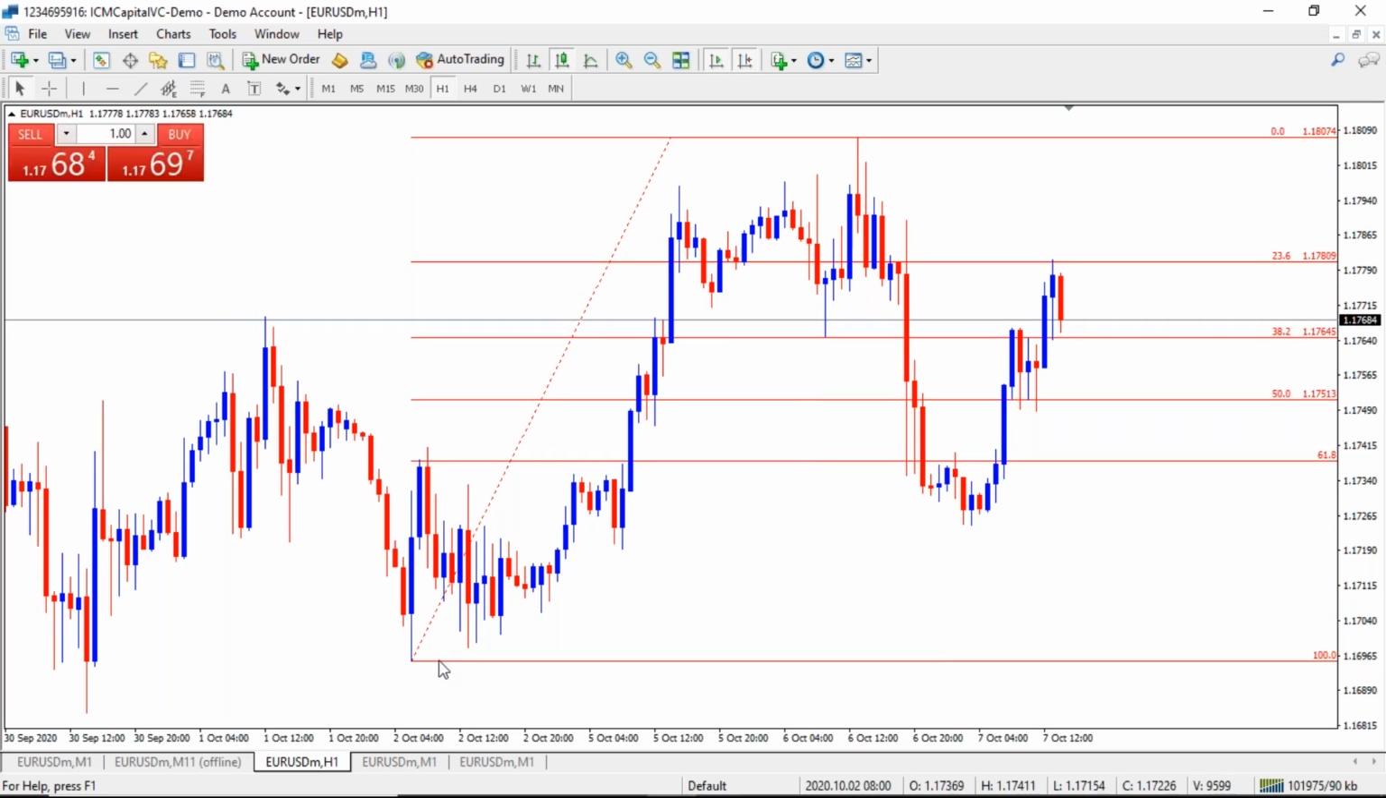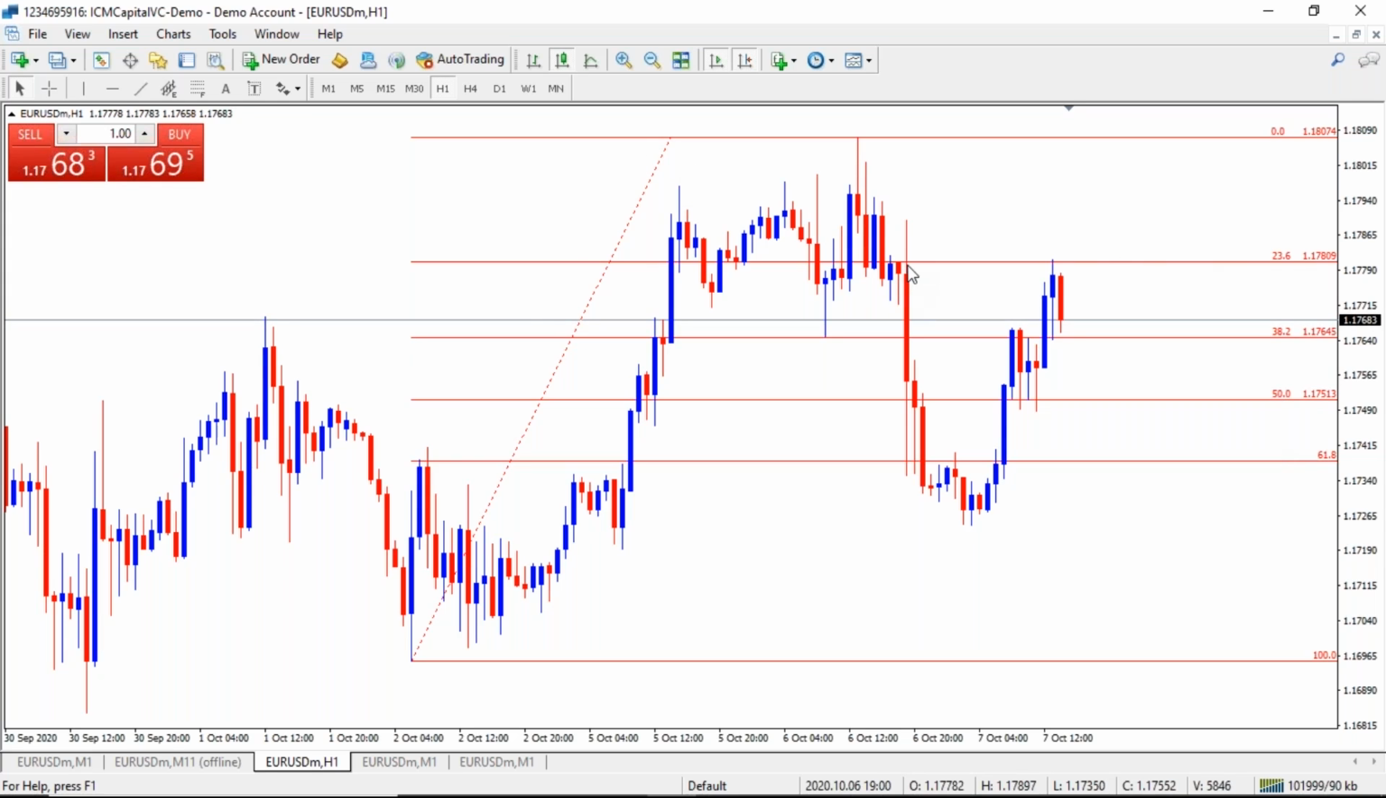For example, we take the bottom of 1.1693, we've taken a euro chart here, 1.1695, and we kept our top level of 1.1807. So plotting the retracement from the bottom to top, we can see there are different levels here, like 23%, 38%, 50, and 61%. So the market has started correcting from there.